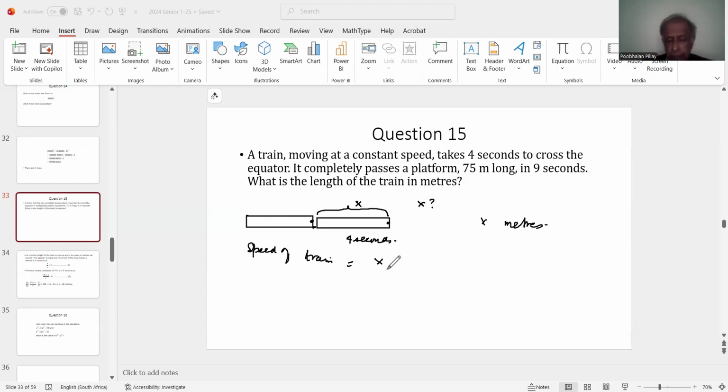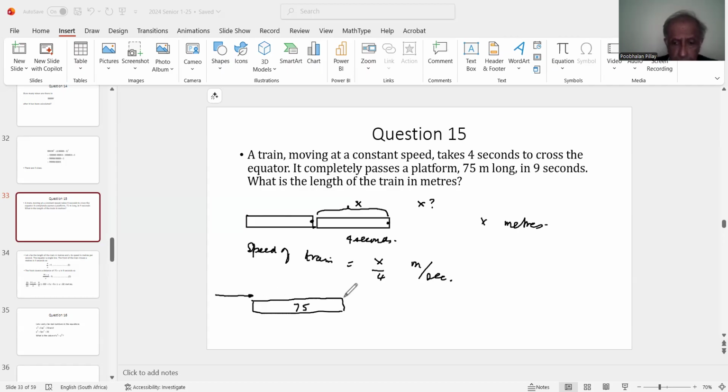So distance over time is the speed, and that is meters per second. X meters in 4 seconds. All right, so we got the speed of the train. Now it says here it completely passes a platform which is 75 meters long. In a station, you have these platforms. So there's a platform here, 75 meters, and it completely goes across this. So there's your train. There's the front of your train.